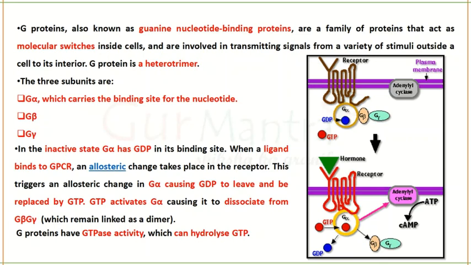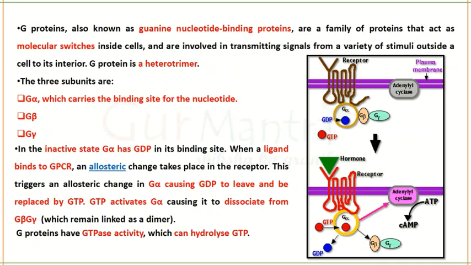All of these different subunits are together. That's why we call it a heterotrimer. So what happens in an inactive state, when there is no ligand at all? In the inactive state, this G alpha will have GDP bound to it. So when there is no ligand present, G alpha will be bound to GDP.